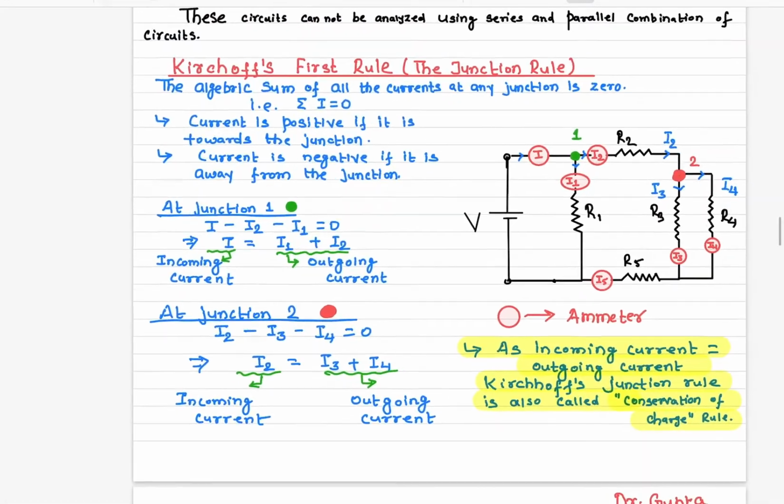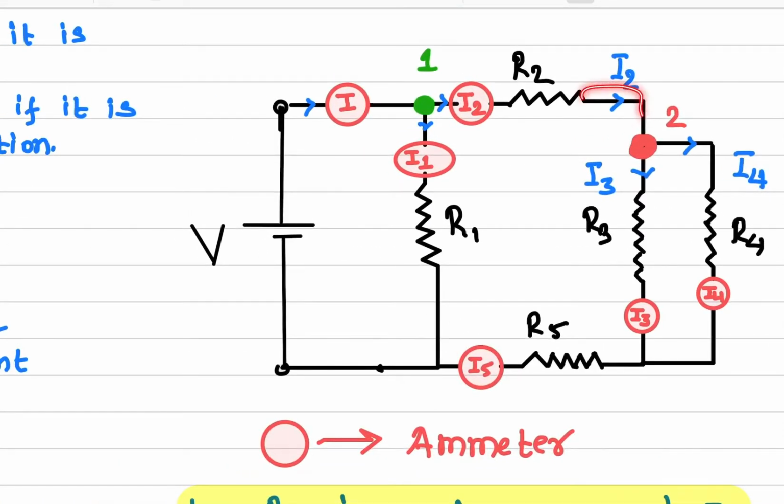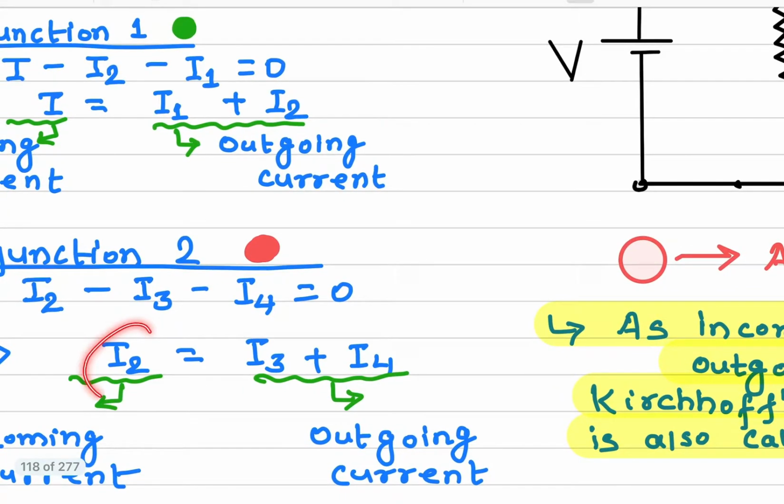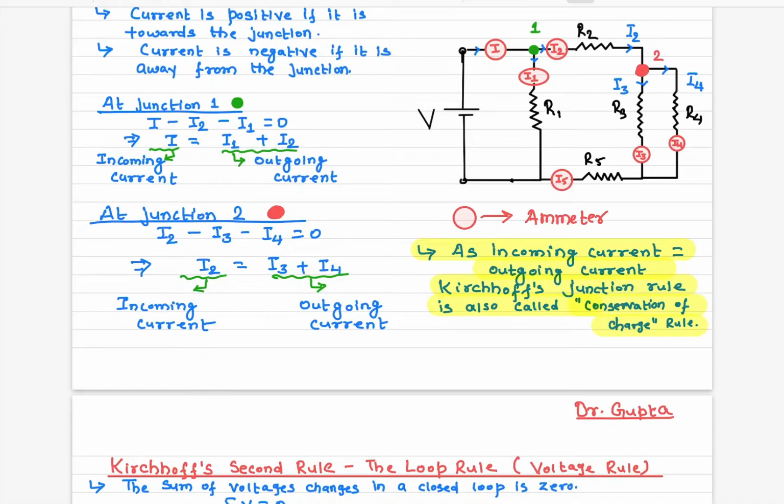Now let's look at the junction rule at junction 2. At this junction 2, we have again I2 as an incoming current, and I3 and I4 as outgoing currents. So I2 has to be equal to I3 plus I4. So this is Kirchhoff's junction rule. This is so far Kirchhoff's first rule.